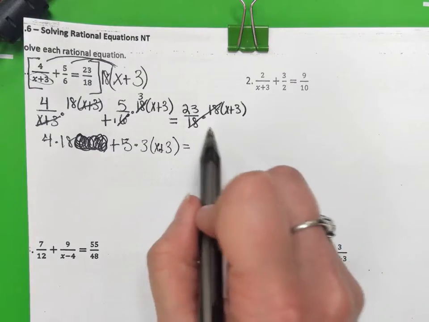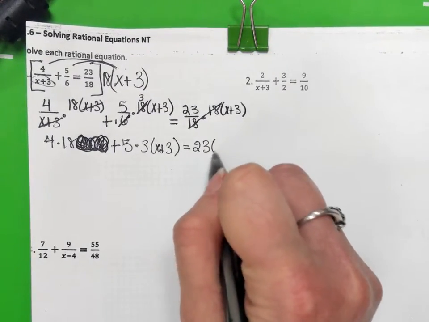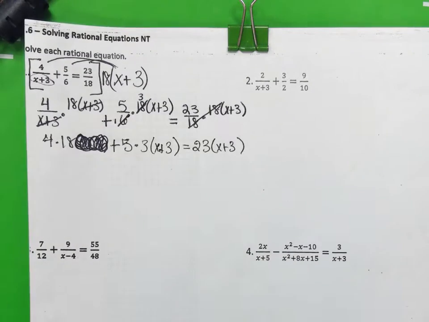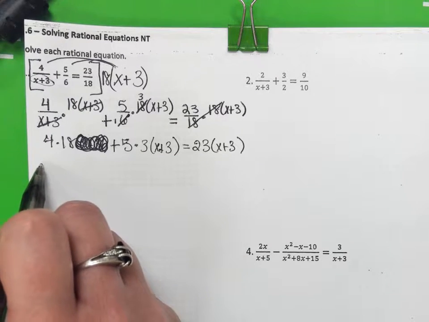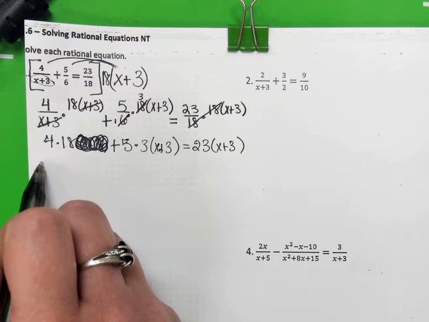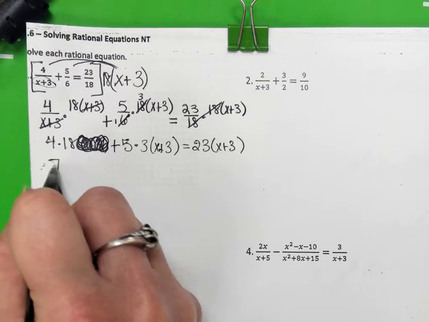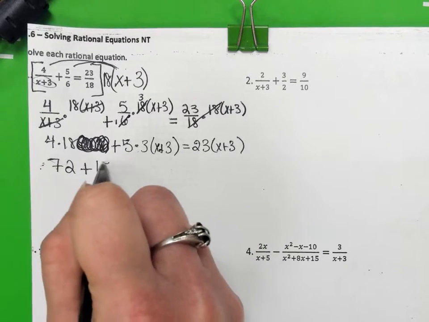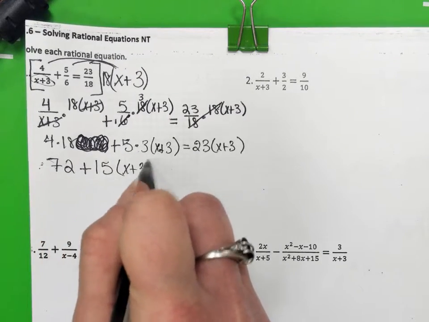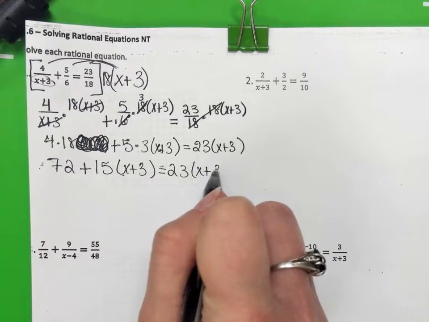All right, and then same thing here. The denominators, there's no more denominators, so it's 23 and then x plus 3. And see, the whole reason you did that is because now you don't have to deal with fractions. You're done with fractions, okay? So what's 4 times 18? Grab a calculator. There you go. All right, what's 5 times 3? 15, and then x plus 3. And then 23 and x plus 3.